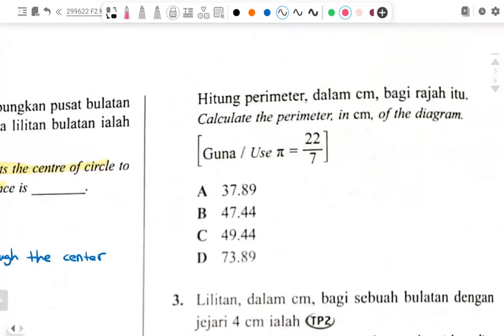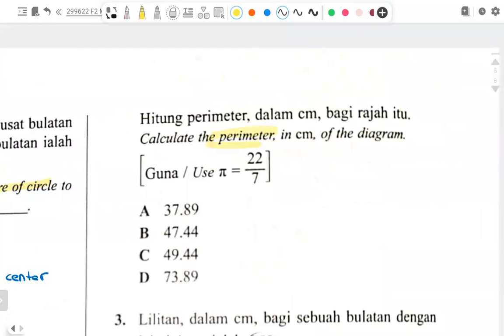So what's the question there? You see, calculate the perimeter. It's actually to find what? Circumference or area. C or A. You can type in chat box. Perimeter of the diagram. Perimeter of the circle means refer to the circumference, right? If I draw this circle, so perimeter means circumference. Okay, but it says calculate the perimeter of the diagram.